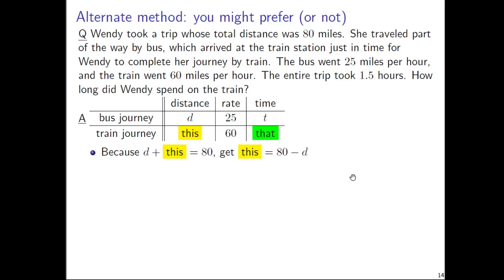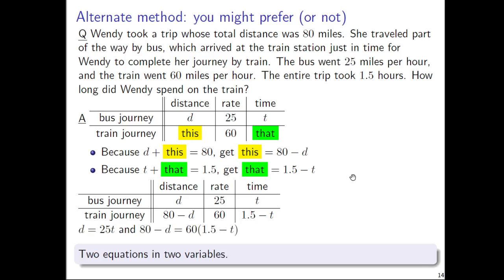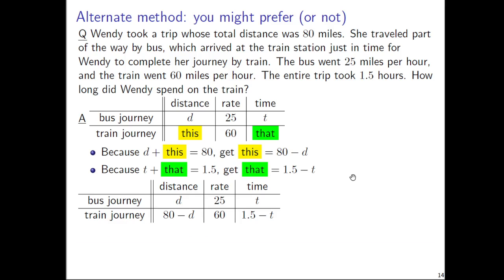We can get that this is equal to 80 minus d. And then same deal with the time, right? The time that's unknown, t, plus the time on the train, which we're just calling that for now, had to add up to 1.5. So if we solve for that by subtracting t on both sides, we have 1.5 minus t. And so we can update this table to really be: the distances are d and 80 minus d, and the times are t and 1.5 minus t.